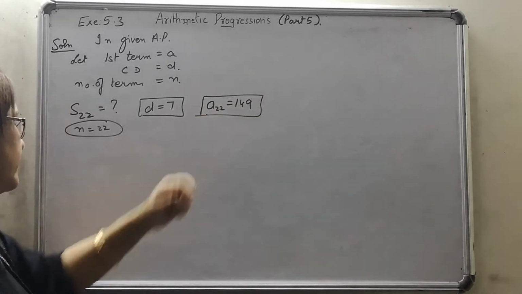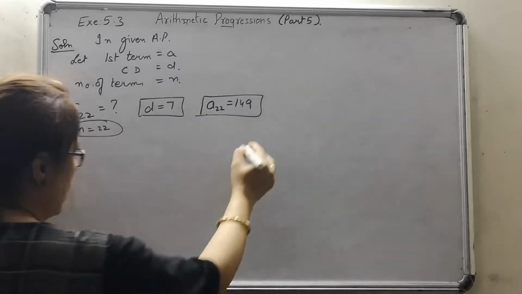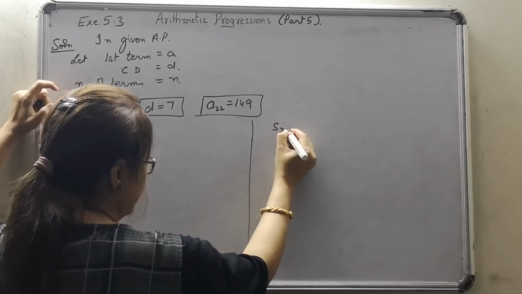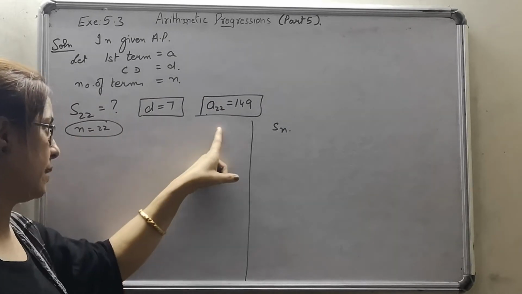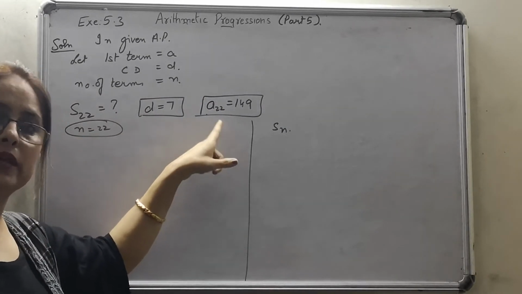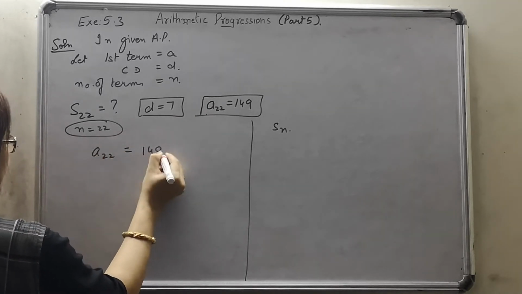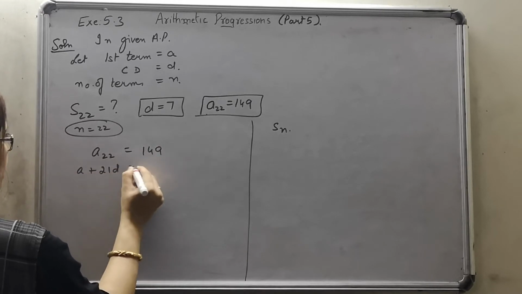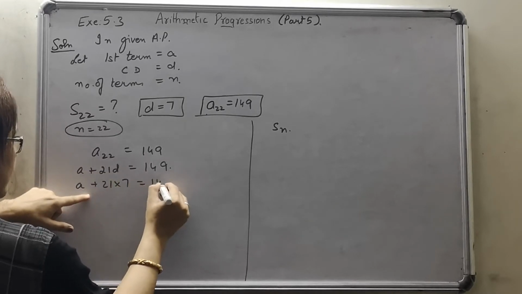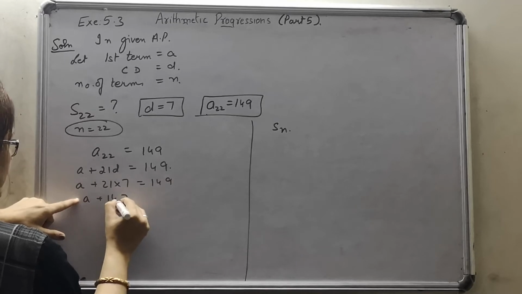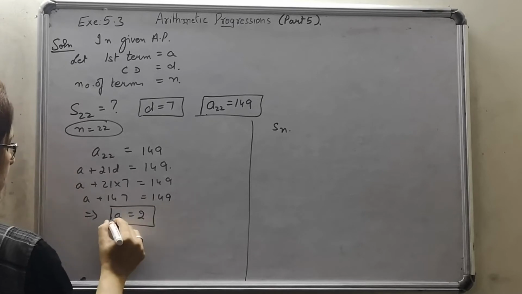So obviously I am going to work on this part. As I have to evaluate Sn, S22, I have the nth term with me. n is also with me, I am missing a, so to find a we will first work on a22, that is the nth term. an, that is a22, is 149. It means a plus 21d is 149. a we have to work out. 21 into 7 is 149. a plus 147 is 149. This implies a is equal to 2. So the first term of this AP is 2.